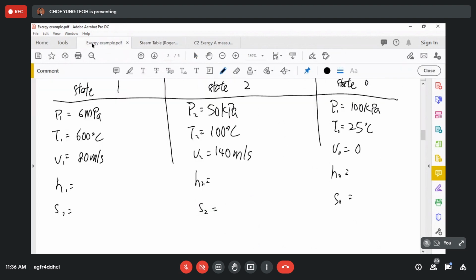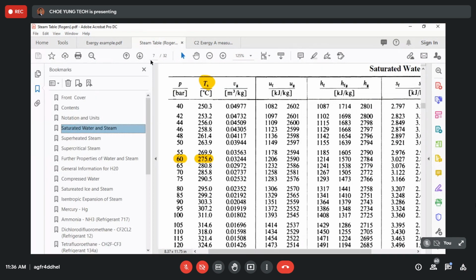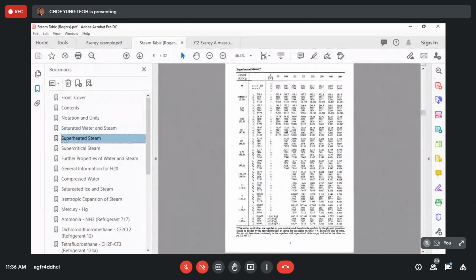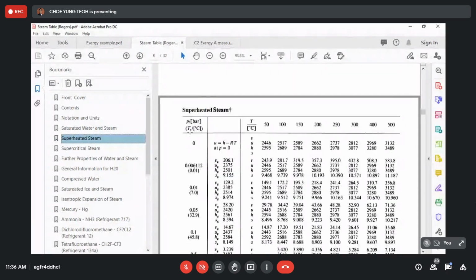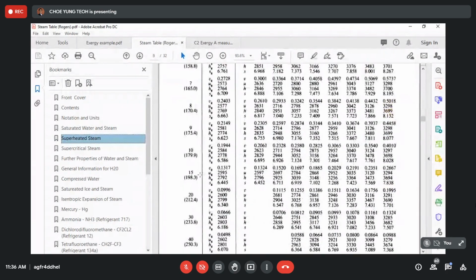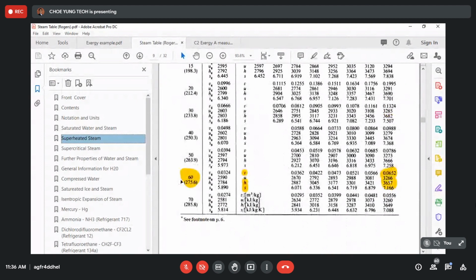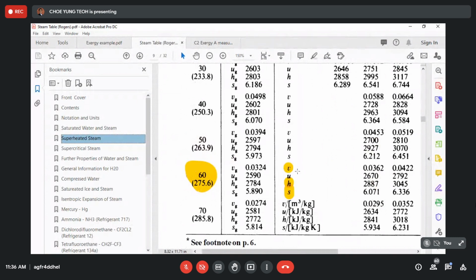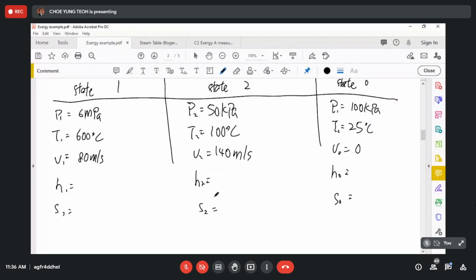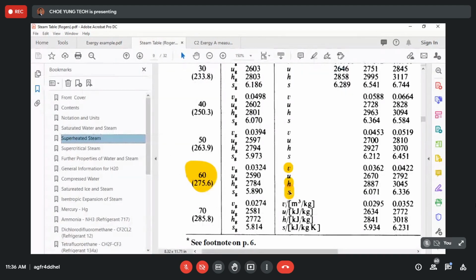So we check on this. The temperature is 600 degrees Celsius, so it is very far from saturated. It will be superheated steam. So in the superheated steam table, I find 60 bar. Okay, and then we want to find the specific volume, H and S. Specific volume, I think maybe we don't need for this case. So we find H and S.